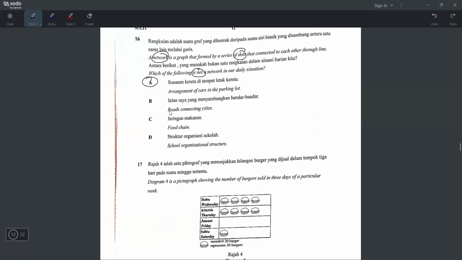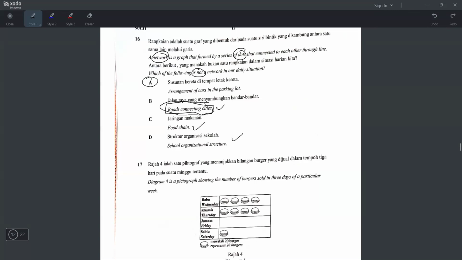Because roads connecting cities is the most common one. You always draw a graph, sometimes a directed graph, sometimes an undirected graph, to represent roads. Food chain also. And school organizational structure, yes, we use this also, the carta organisasi. But this one, arrangement in the parking lot, no. We seldom use this, because when you draw a graph, the vertices will represent something.